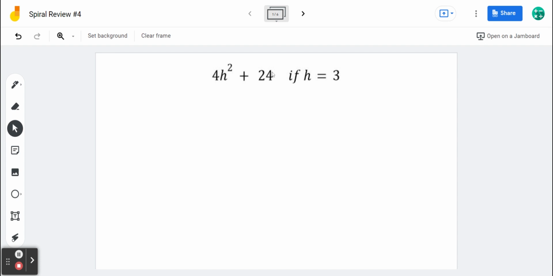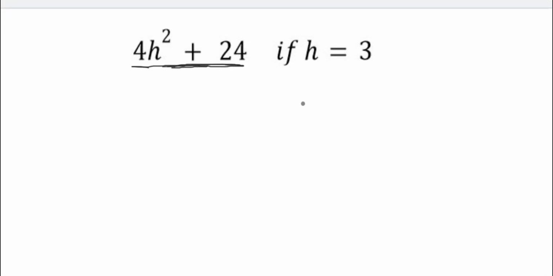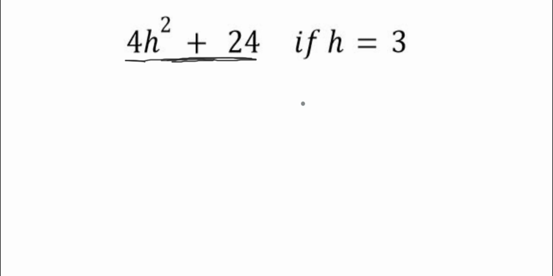So here we have an expression, and it tells us if h equals 3. So in this case, we have to use the substitution method. So that means I'm going to rewrite this expression exactly the same way. The only thing that's going to change is the variable, the h is going to come out, and the 3 is going to go in, because that's what substitute means. So for parentheses, remember we use parentheses when we substitute, the exponent, and then the plus, and then the 24.